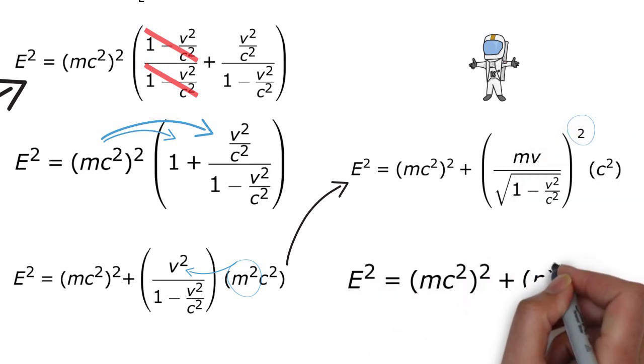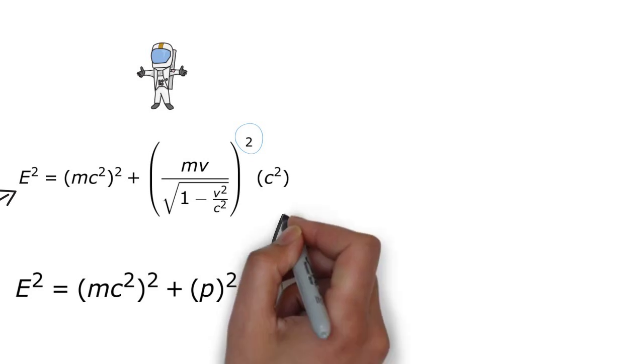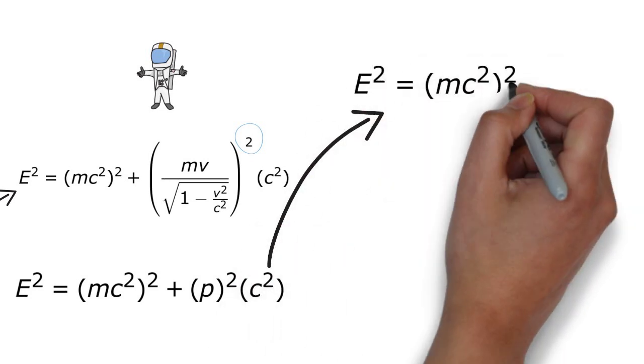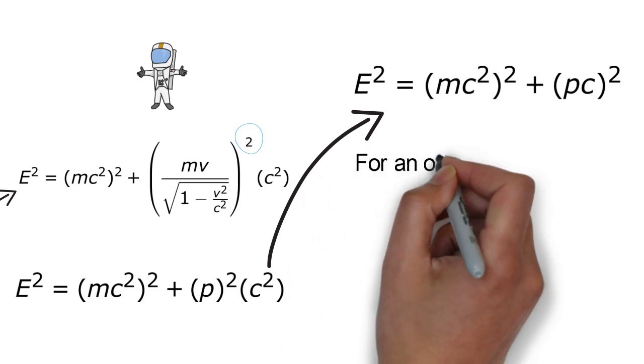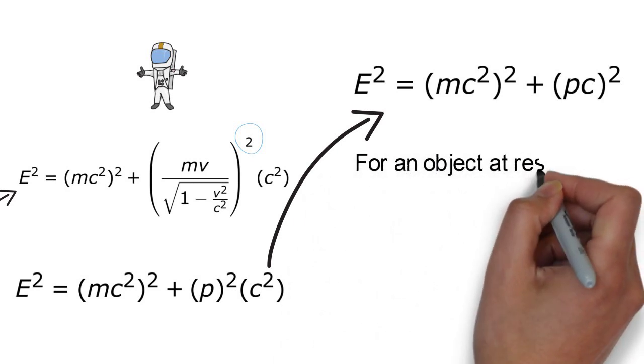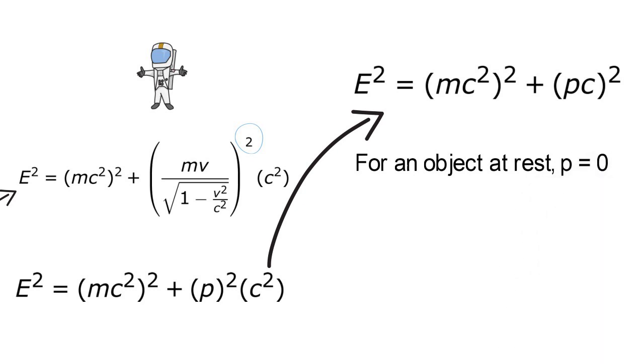Now if we want to go back to our E equals mc squared, this only works for a particle that is at rest and therefore has no momentum. So if we cancel out p, we take the square root of both sides, we get back E equals mc squared.